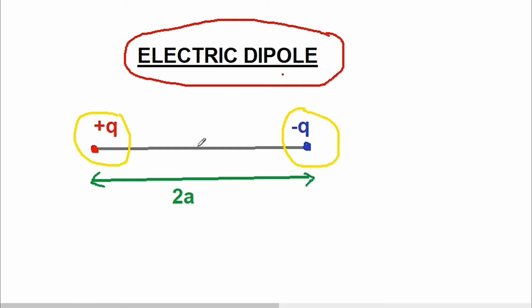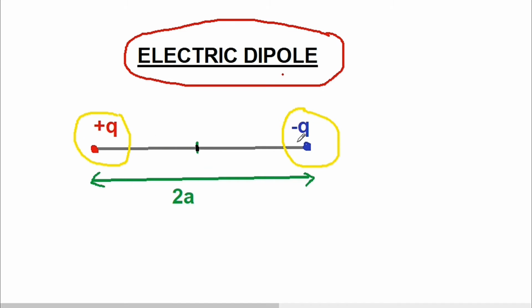Basically, the midpoint of the electric dipole is this, so this is known as the center. Whatever we want to measure, we will measure it from the center only. From plus q to the center, the distance is a. From minus q to the center, it is again a. So that makes up a total of 2a.